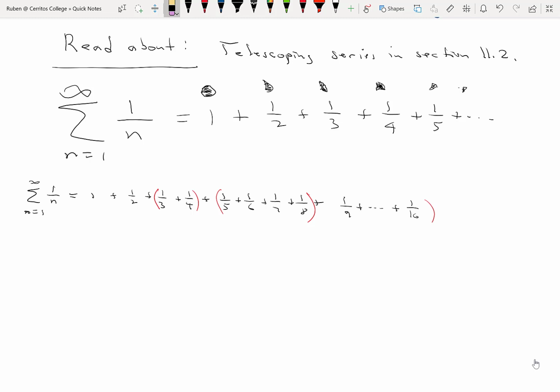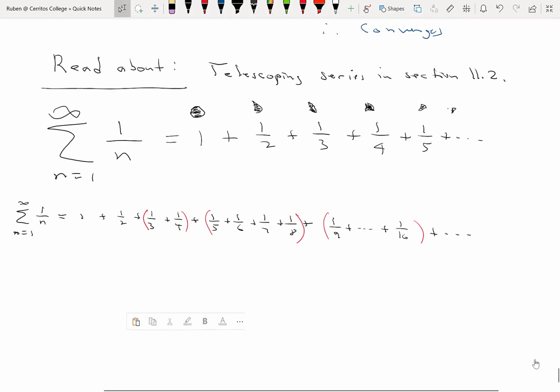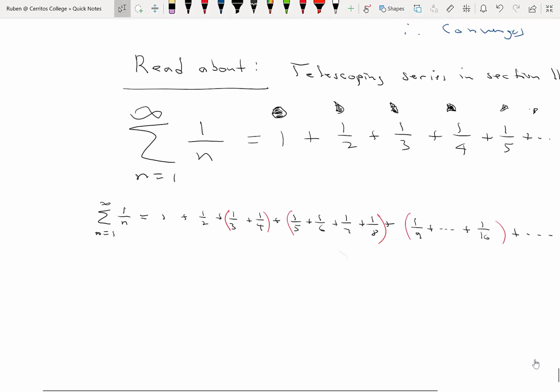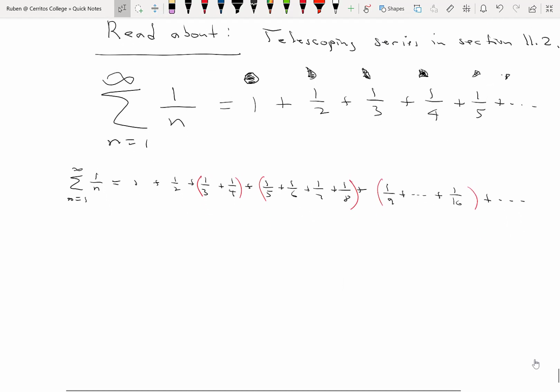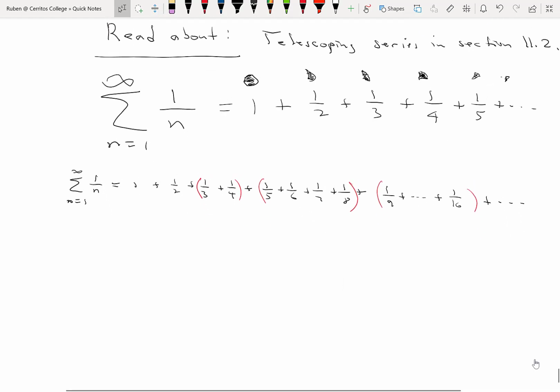1/16. And then, of course, this goes on forever and ever. Okay. Now, I'm going to replace some of the numbers with smaller numbers. So here's what I mean. This series equals 1 plus 1/2 and 1/3.